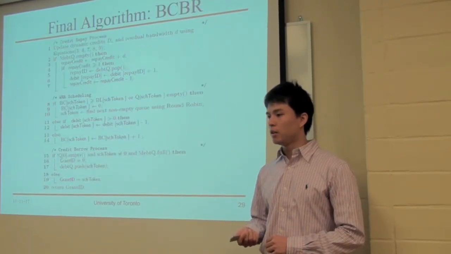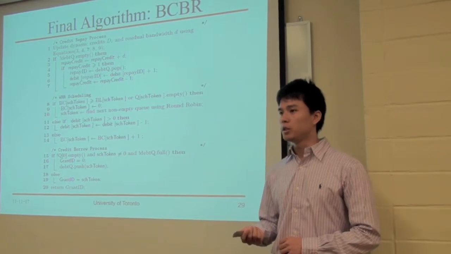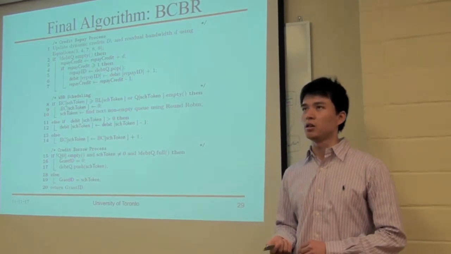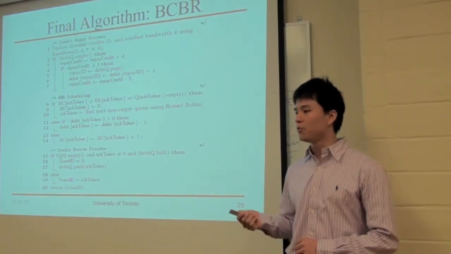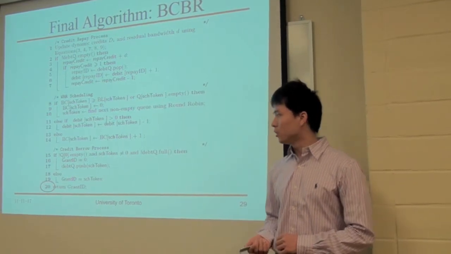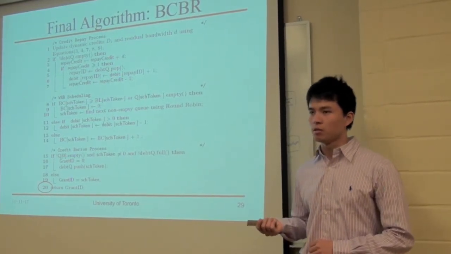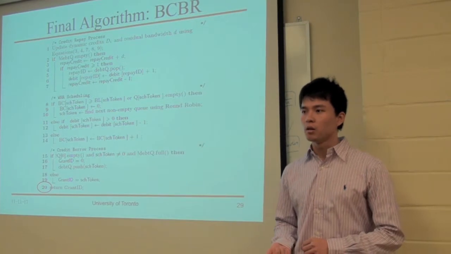So finally, this is our final algorithm. We call it Bursty Credit Borrow and Repay, BCBR for short. I hope you notice the line number, which is meant to tell you it is concise and simple.